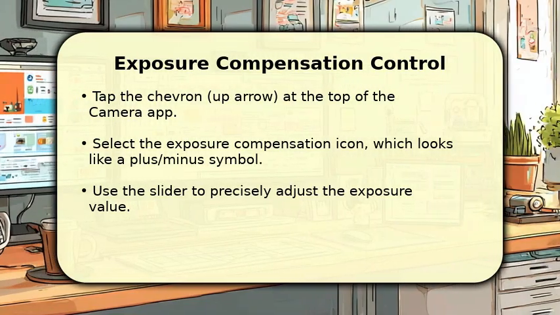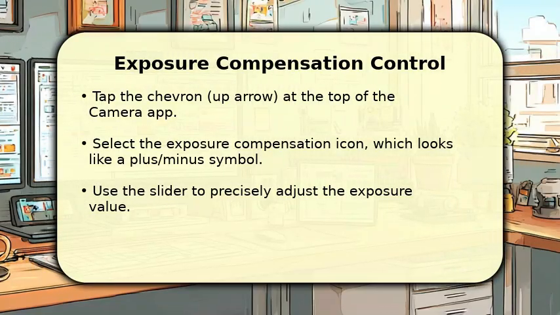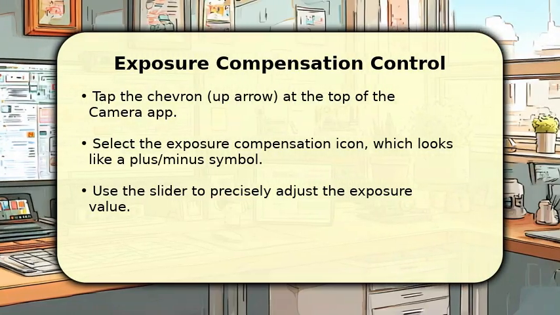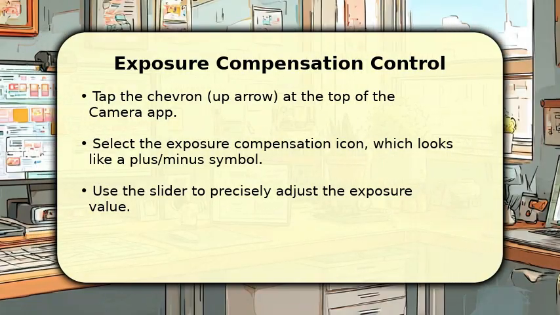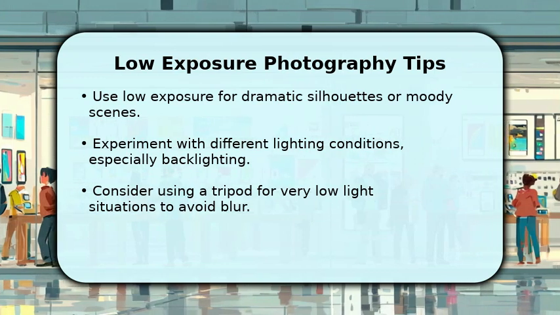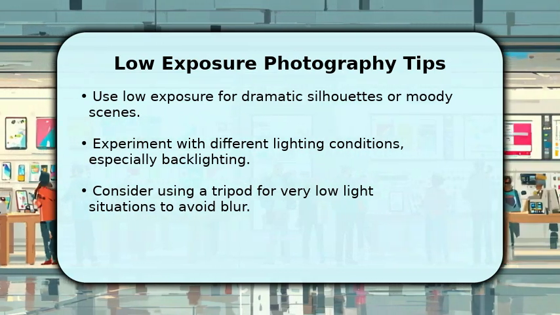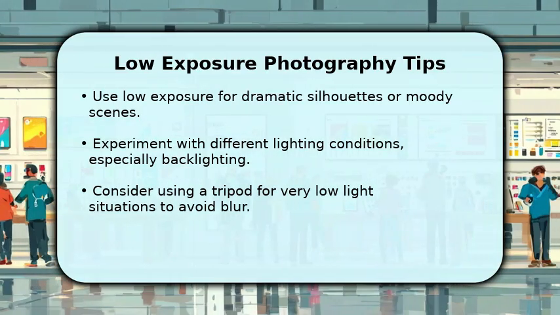A slider will appear. Drag it to the left, towards the negative values, to decrease the exposure and darken your shot with greater accuracy. When using low exposure, aim for dramatic effects like striking silhouettes against a bright background or capturing the mood of a dimly lit scene.